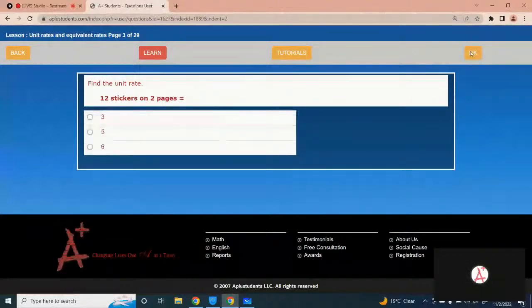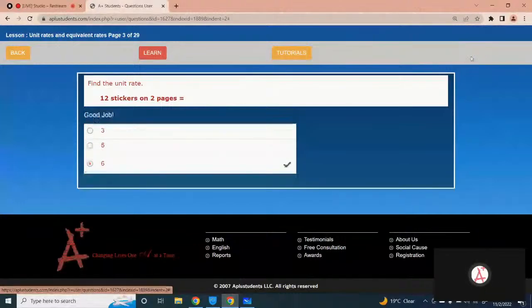Okay, 12 stickers on 2 pages. So how many stickers on one page do you have? Yeah, very good. It is 6. You have to divide 12 by 2. So 2 times 6 makes 12. So it is 6 stickers.